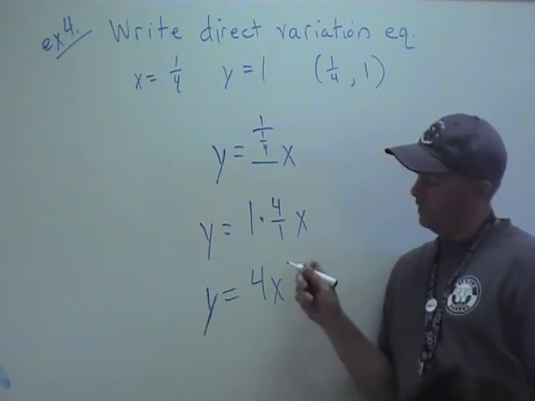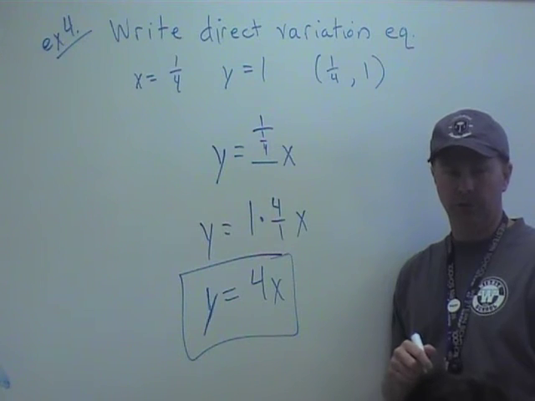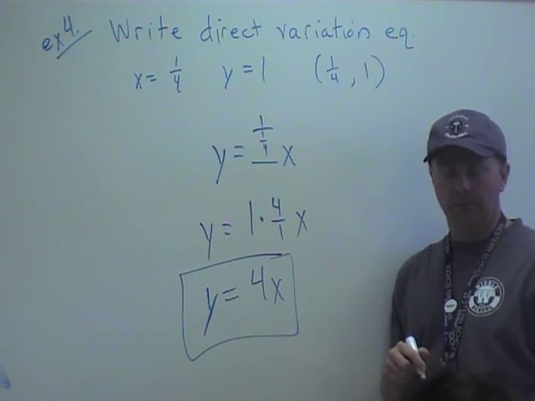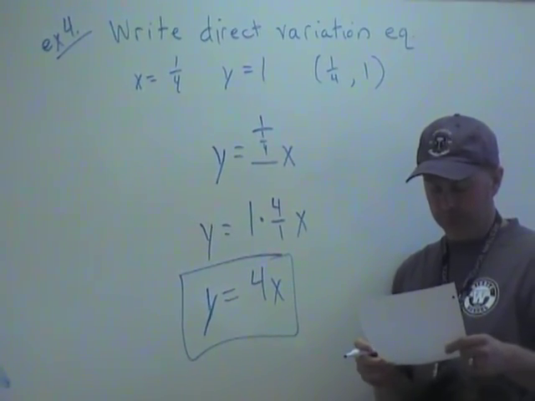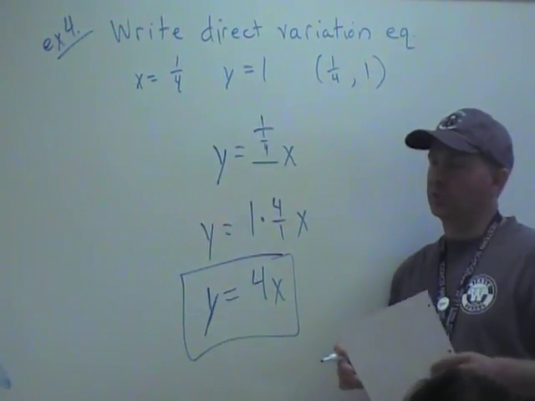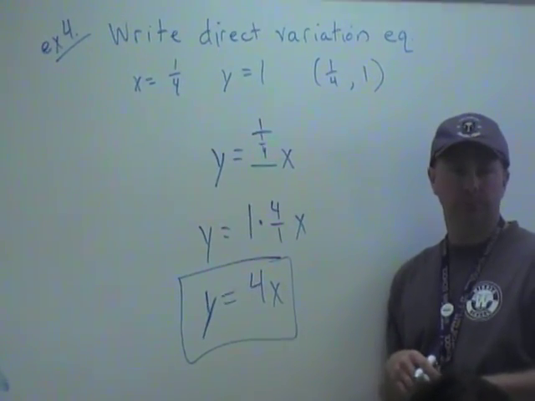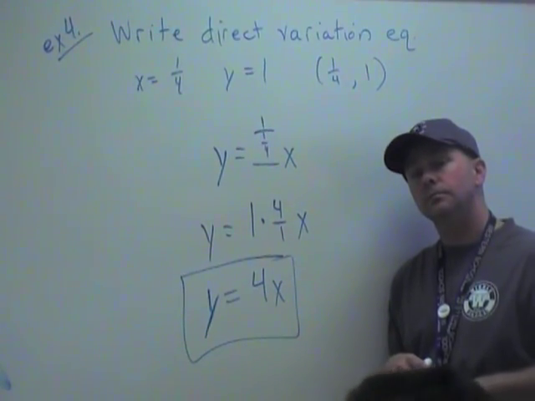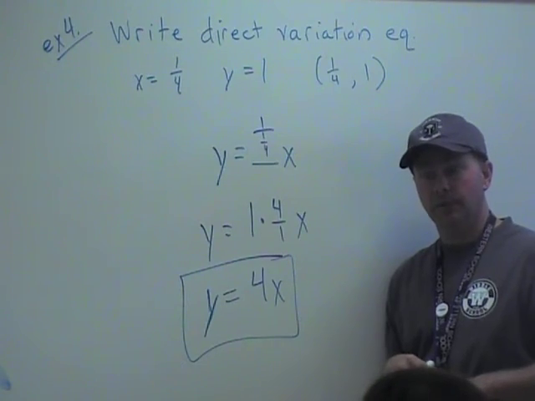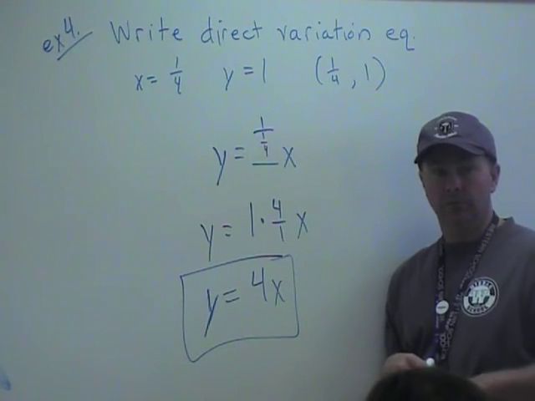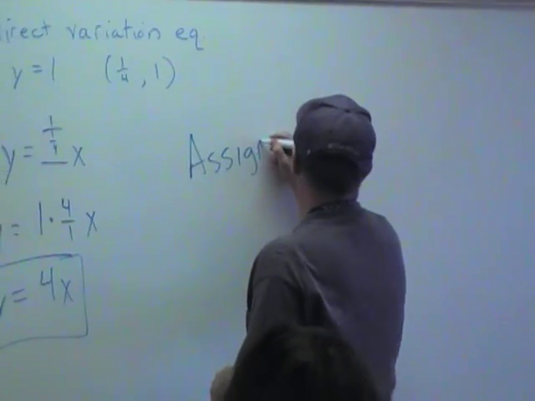Okay, so that would be the equation that I was looking for, the answer. Can you do that? If it just asked for the constant of variation, what would you tell me? That the constant of variation is 4. Yeah. That's it. Is it okay? Awesome. You ought to be able to get this done.